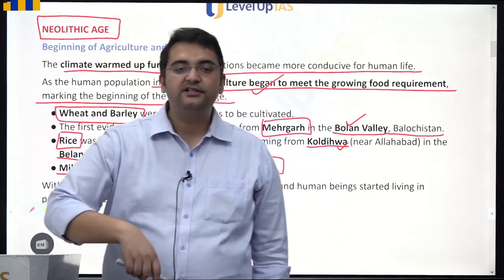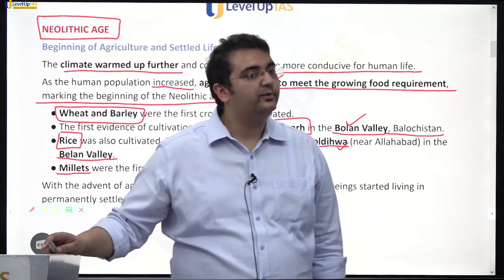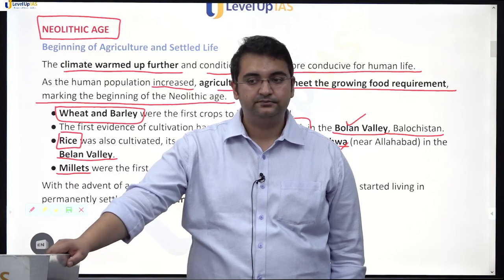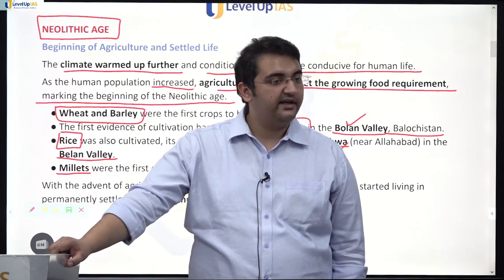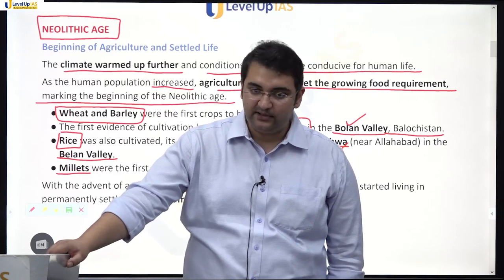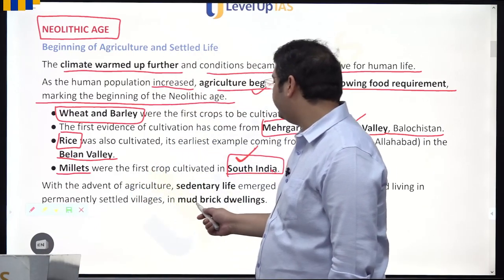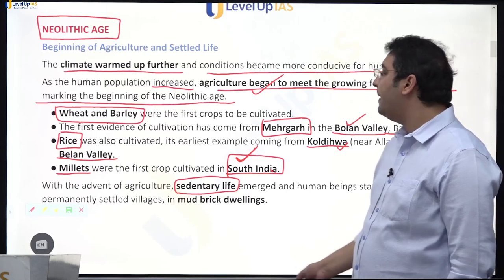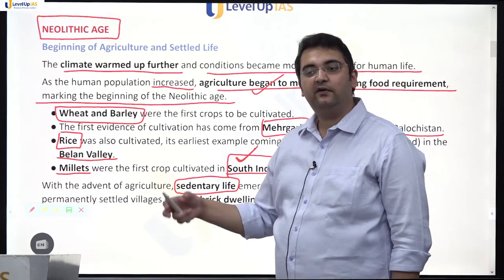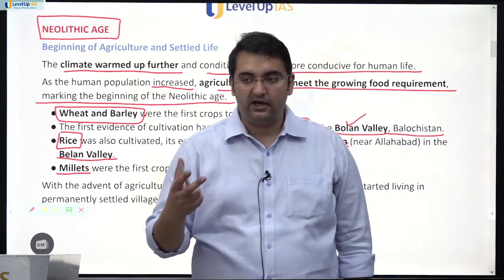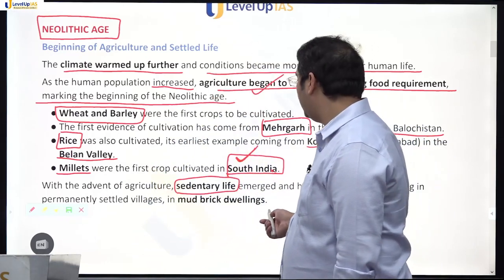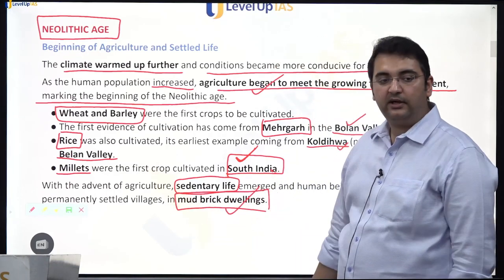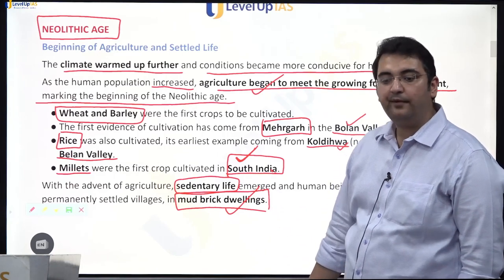With the beginning of agriculture, what were the other changes that were visible in human life, human existence? Did the pattern of living change? Would human beings need to migrate from place to place? No, they could live at the same place and cultivate their food. So with the advent of agriculture, sedentary life emerged and human beings started living in permanently settled villages. So the kind of structures they would build would have greater permanence, greater robustness. Okay? They would not have to be deserted seasonally, and therefore wattle and daub huts were replaced by more permanent houses made up of mud bricks.